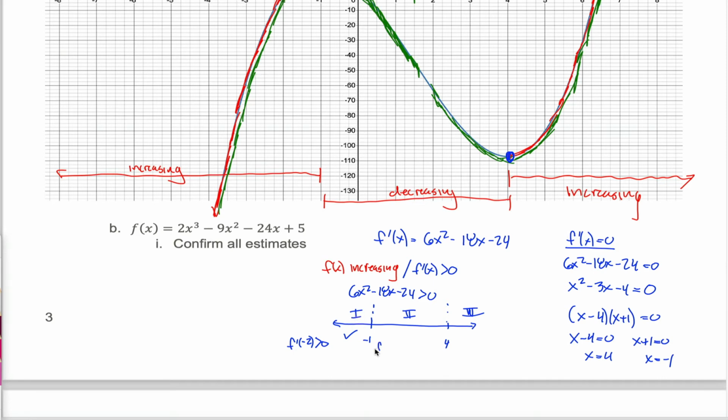If I did the same argument with f prime of 0, I'd see that f prime of 0 is less than 0.